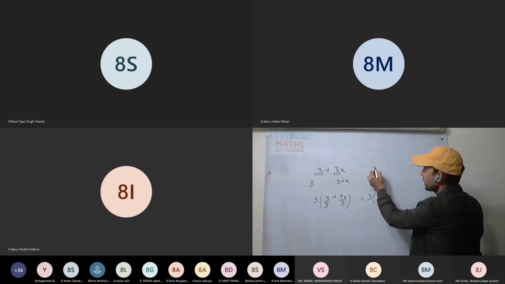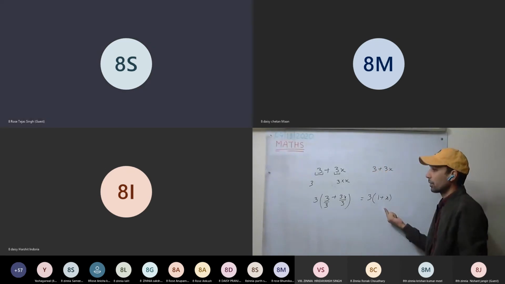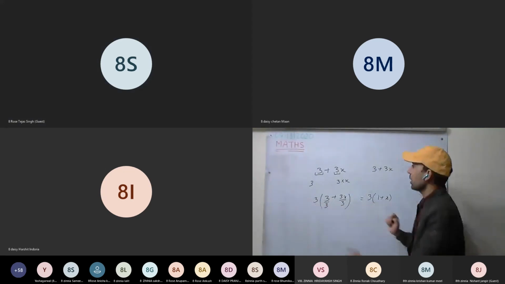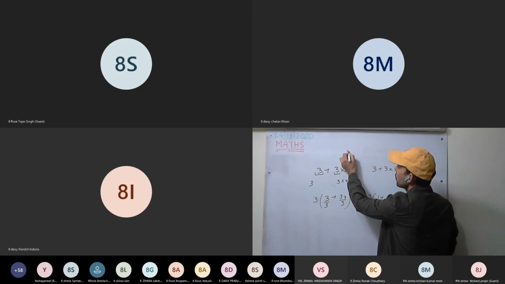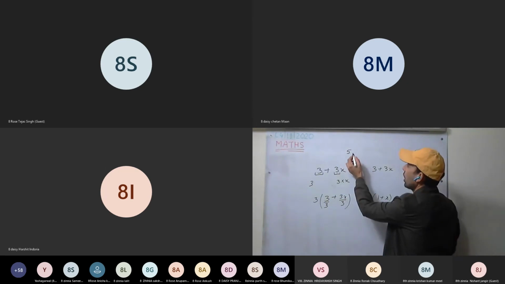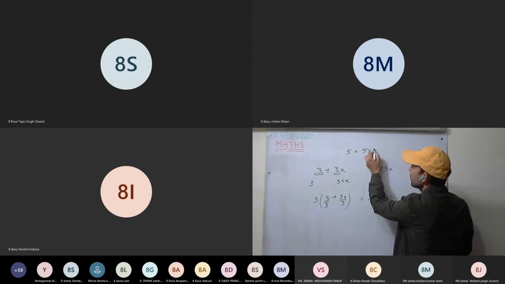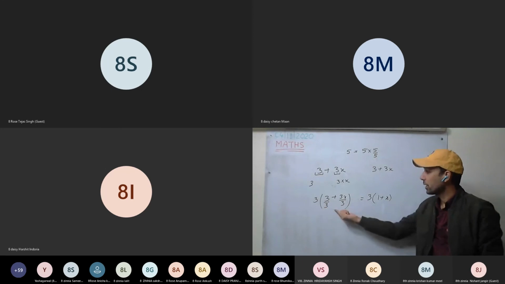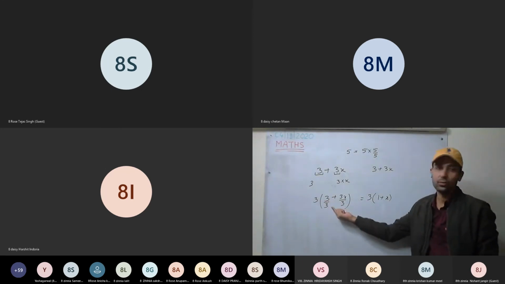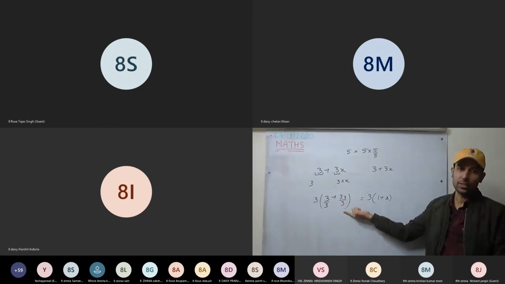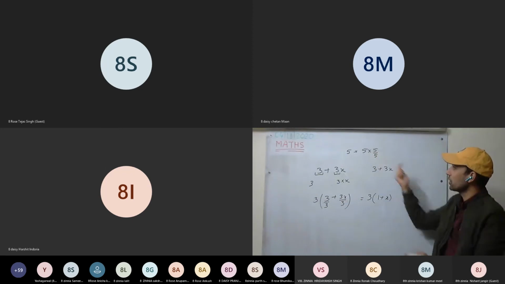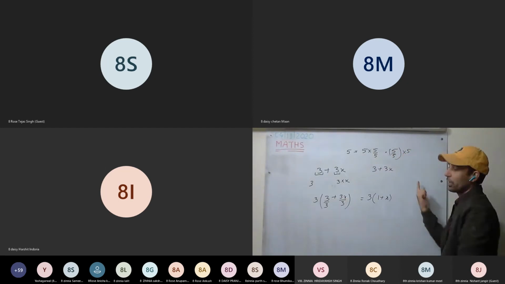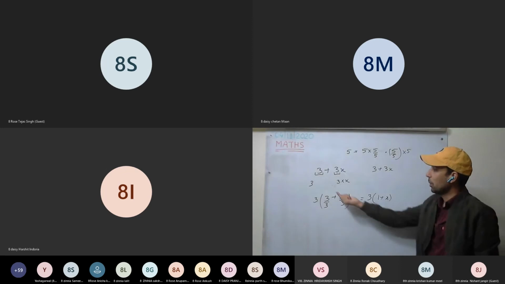Sir, why do we put 3 outside of the bracket? Okay, see here, we are dividing by 3. That means we have to multiply as well. Listen here. If you are given a number 5, this is equal to 5 into 5 divided by 5. They are equal. We have to keep the numbers equal. If we divide, we have to multiply as well by the same number so that the quantity doesn't change. Quantity is not changed here. We divided 5 by 5, so we have to multiply by 5 as well.